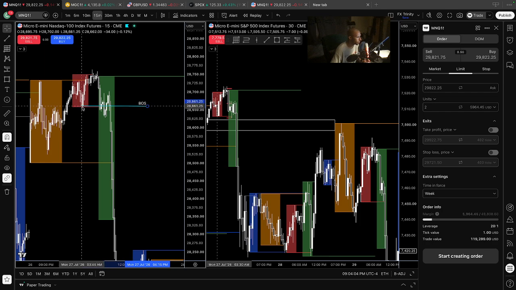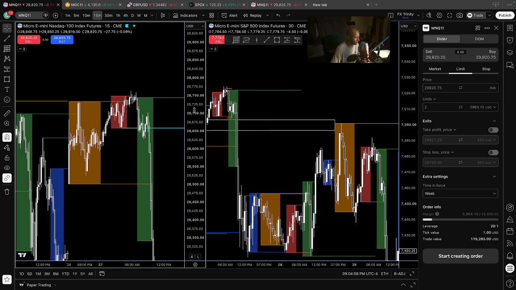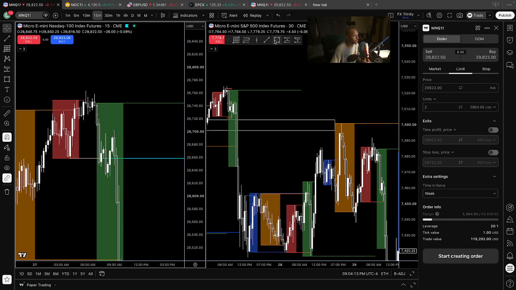So we got a breaker structure. This is the exact same move that I love. This is a I get money move right here, to be real with you. We got a fair value gap encapsulating this order block.